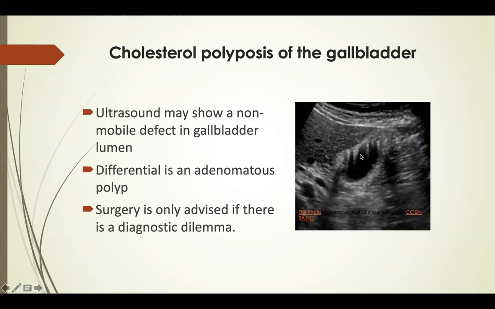Now, why should we operate on this patient? Because on ultrasound we cannot differentiate whether this is a simple polyp or an adenomatous polyp. Adenomatous polyps can give rise to carcinoma of the gallbladder and can spread, because the gallbladder is just abutting the liver, so there are chances of spread of the tumor. So it is better to operate if a patient is diagnosed with a polyp of the gallbladder.